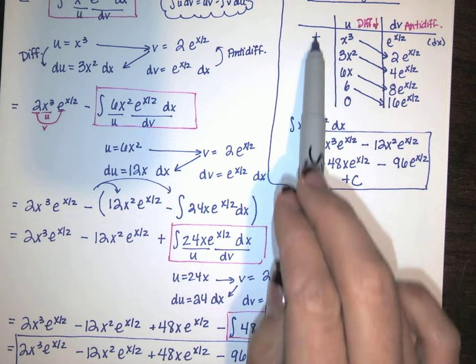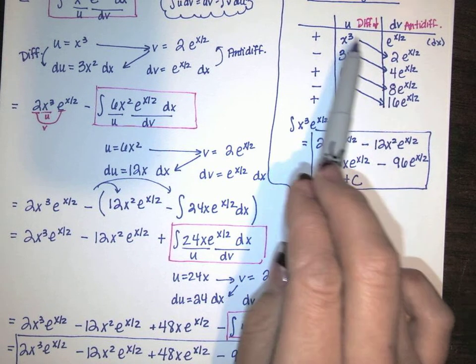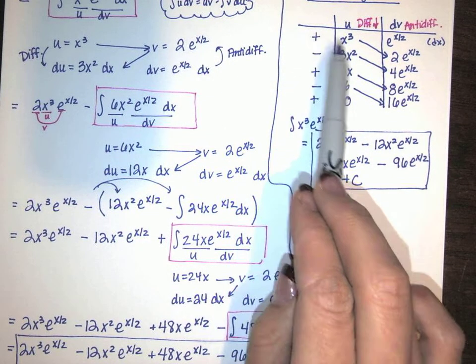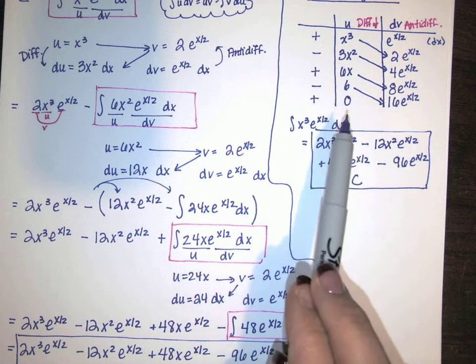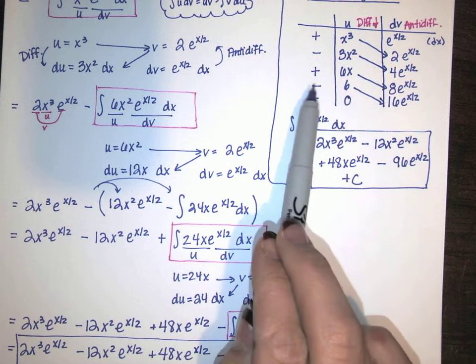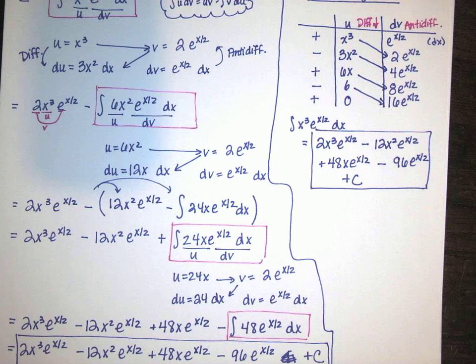So just remember, this is multiplying by positive or -1. Multiply by +1, add. Multiply by -1, add. Multiply by +1, then multiply by -1, add. And don't forget your plus c. And that's going to get you the correct result every time.